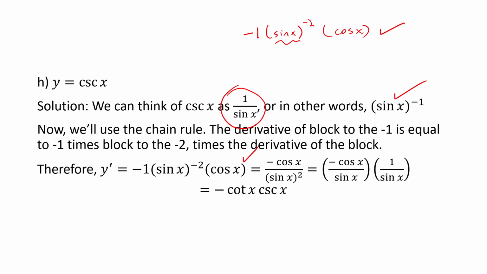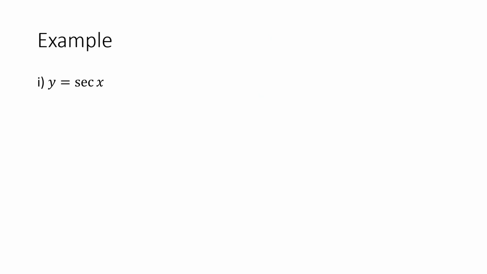And now we have negative 1 times cos x up top, and down below we have sine squared x. So we have negative cos x over sine x quantity squared. So that's negative cos x over sine x times 1 over sine x. And that simplifies to negative cotangent x cosecant x. So now we know the derivative of cosecant x with respect to x.